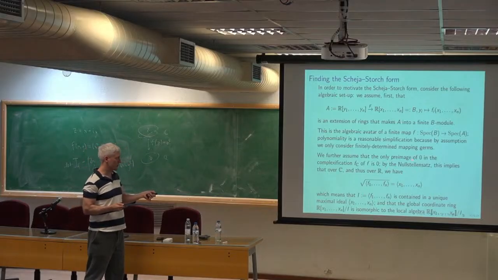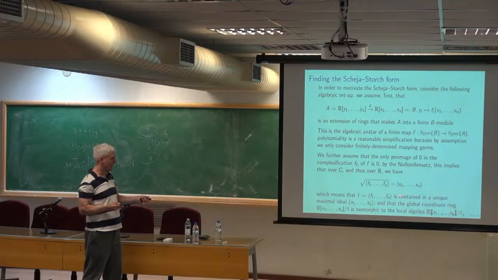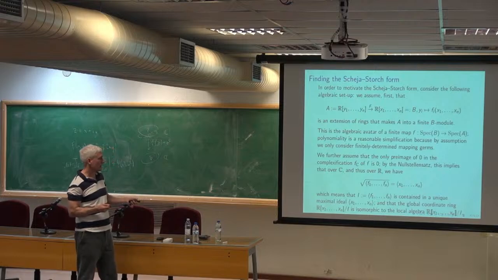the Nullstellensatz then would say that the radical of the ideal cut out by these parameterizing functions is exactly the maximal ideal at 0, which means then that the ideal determined by these parameterizing functions is contained in a unique maximal ideal, so that I can then identify the global coordinate ring coming from this map, given by quotienting my ring A by the parameterizing functions, with the local algebra that I would get by passing to the completion.